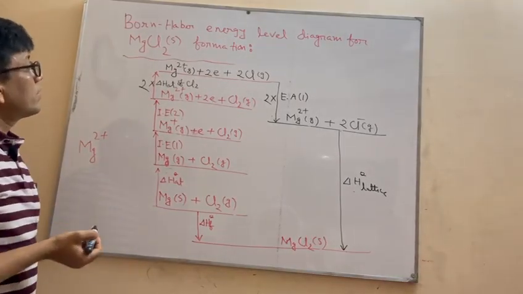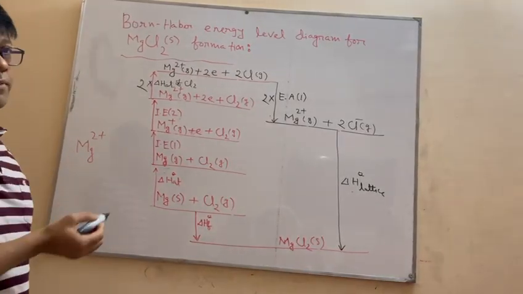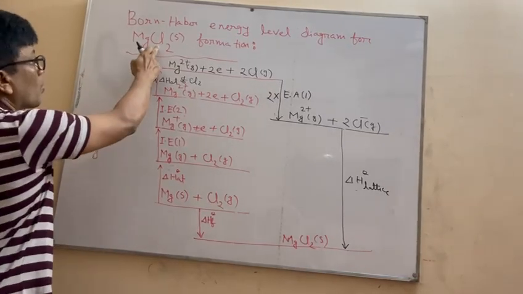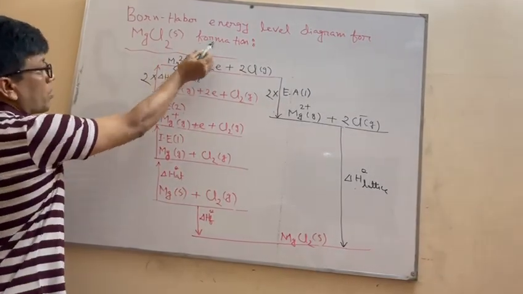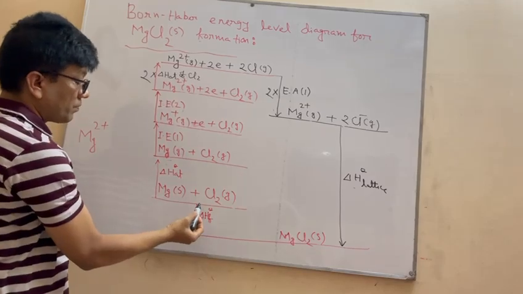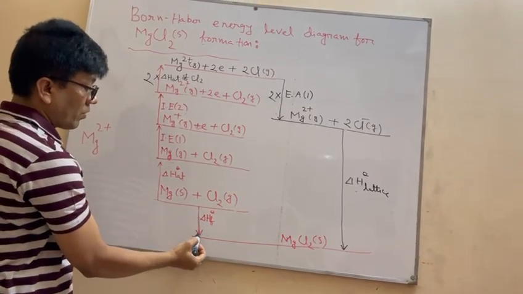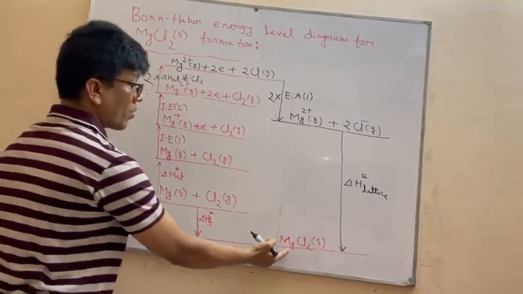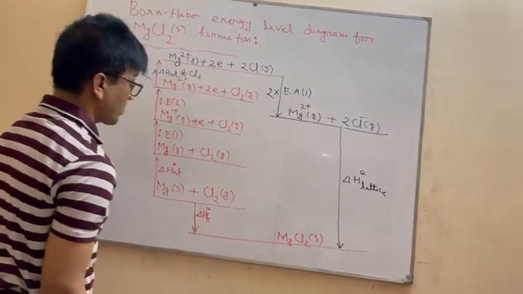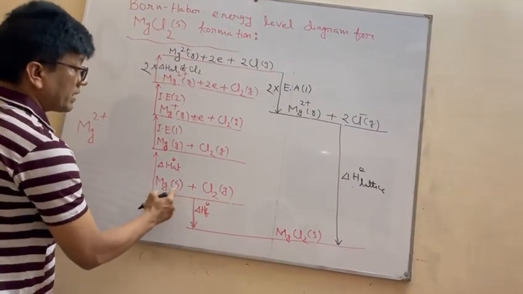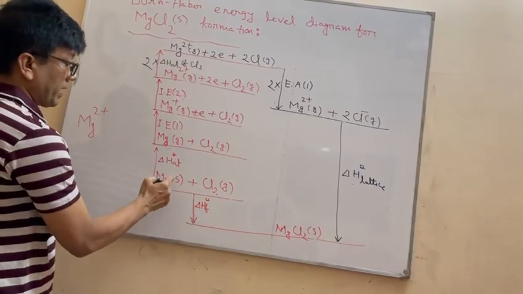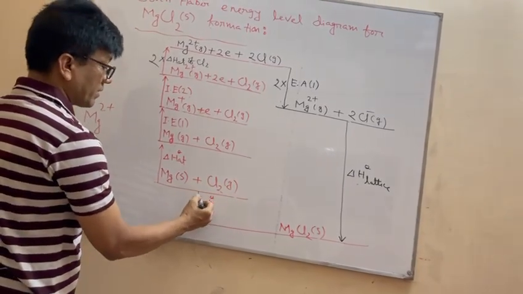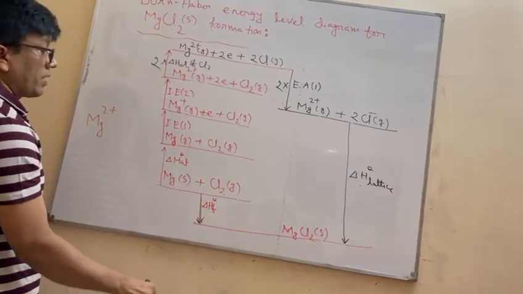So this is the Born-Haber cycle: how you can draw the Born-Haber energy level diagram for magnesium chloride formation. As it is formation, you will start from formation. 1 mole of ionic compound, 1 mole of magnesium chloride, is formed from its elements in their standard state: magnesium solid, chlorine gas. This is exothermic, a downward arrow.